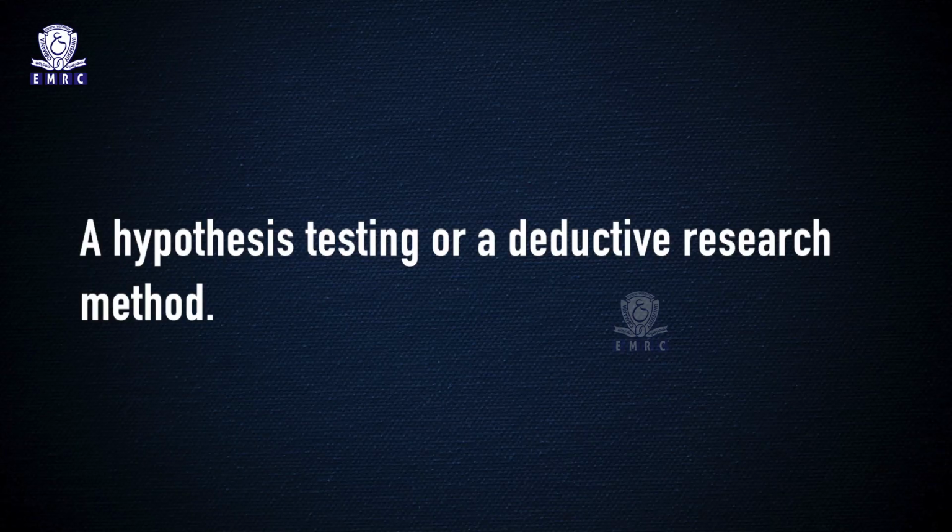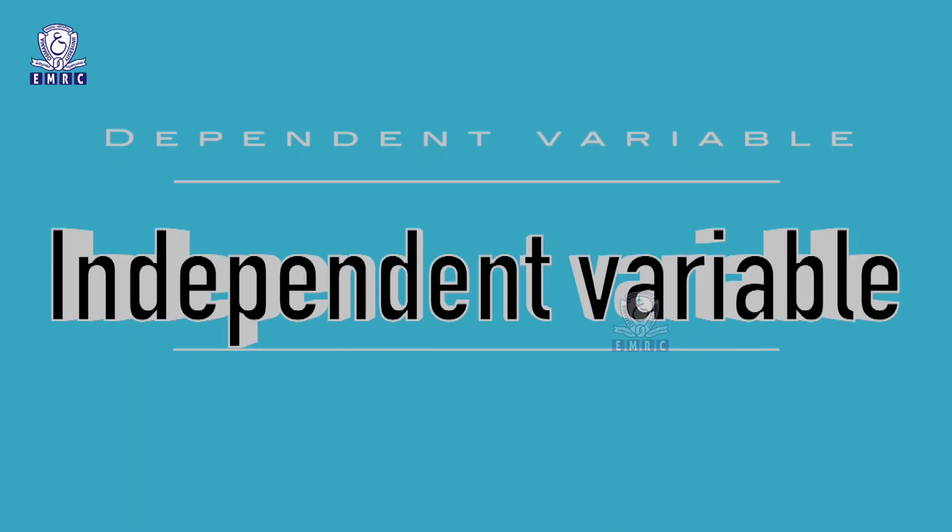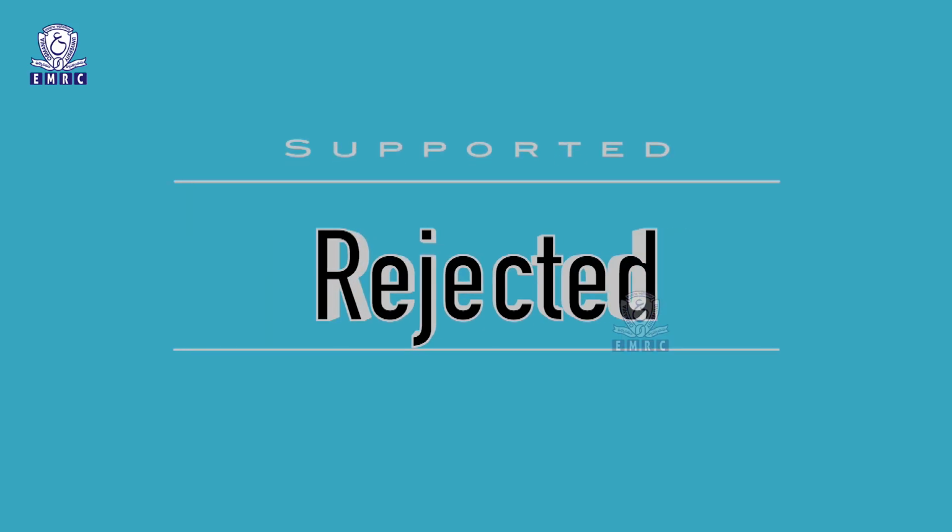This method of research is referred to as hypothesis testing or a deductive research method. Experimental research seeks to determine a relationship between two variables, the dependent variable and the independent variable. After completing an experimental research study, a correlation between a specific aspect of an entity and the variable being studied is either supported or rejected.